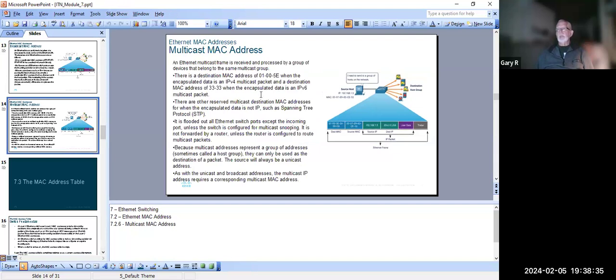Here we're looking at multicast addresses. When you see a multicast address, the first 24 bits are going to be 01005E. The next 24 bits are going to be constructed in different ways. Don't worry about that now. But basically, if the first 24 bits of the destination address are that, then that means that the address is a multicast address. And the last 24 bits will be used to designate some group.